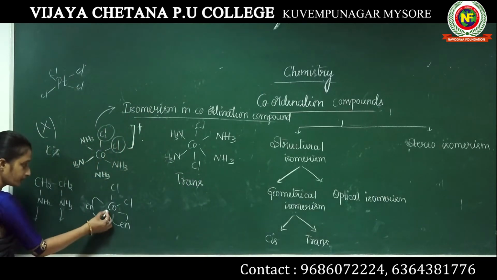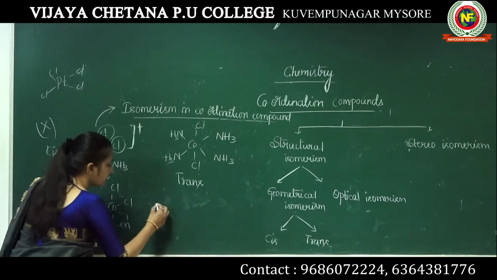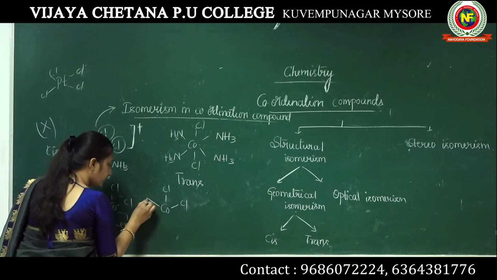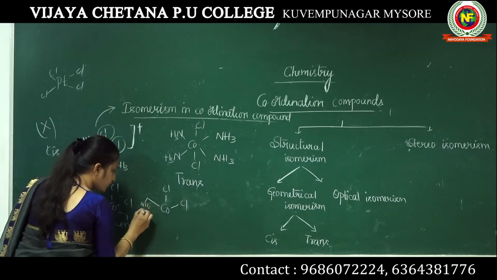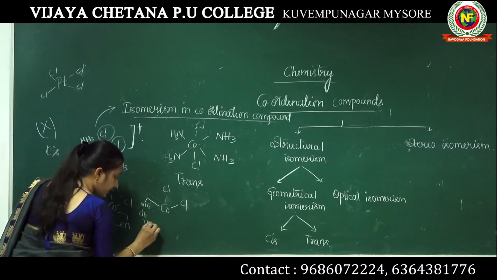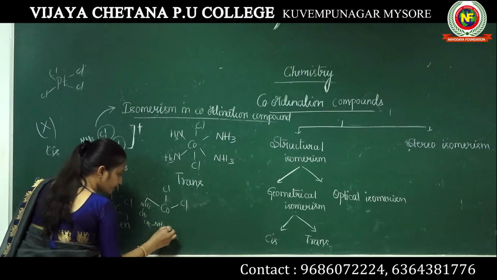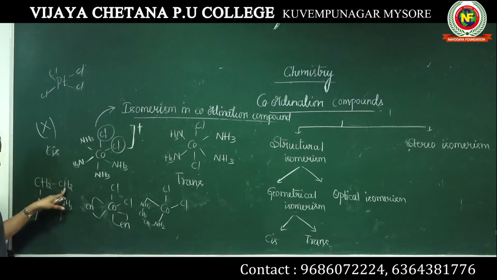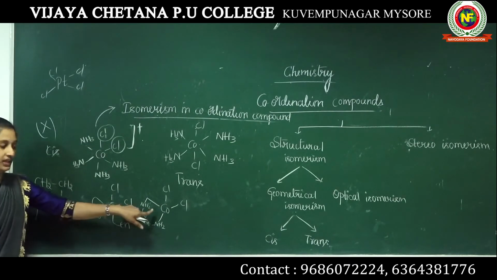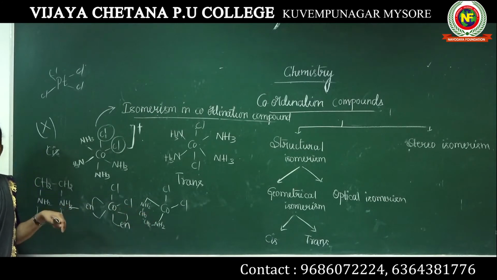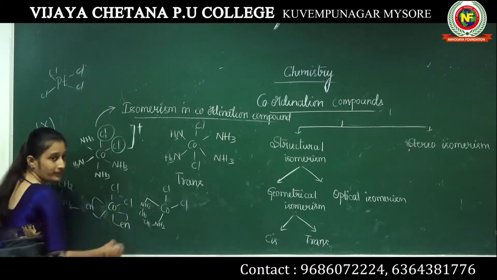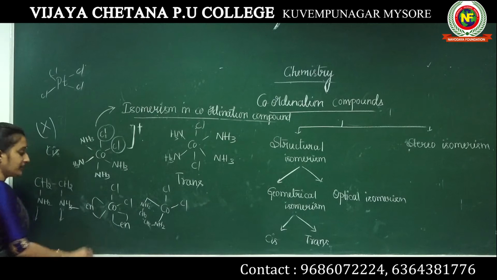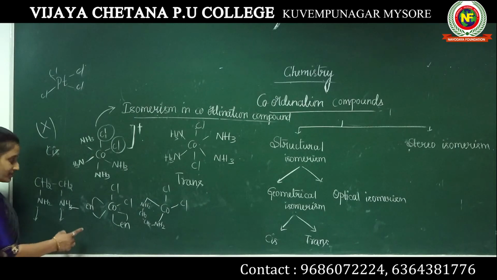See here. Shall I write it like this? Co, Cl, Cl, NH2, CH2, CH2, NH2. Shall I write it like this? en, CH2, CH2, CH2, CH2, NH2, NH2, NH2. Correct now? Here, to avoid confusion, what we did was just simply represent it as en. Just try to understand.